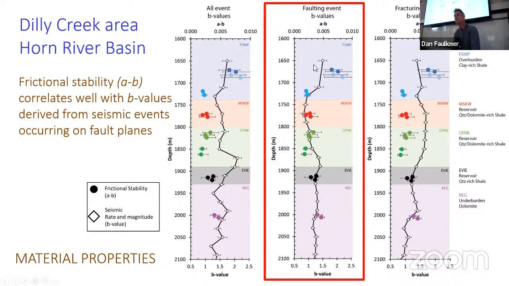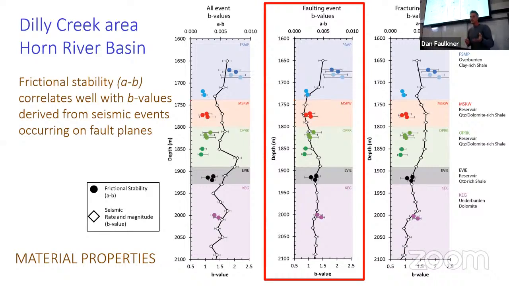And it's fair to say we were pretty chuffed with this, Mike, weren't we? Because visually at least, the correlation between the lab measured A minus B values, which are shown by the colored dots just here, they kind of track the variations in the seismic B values quite nicely.